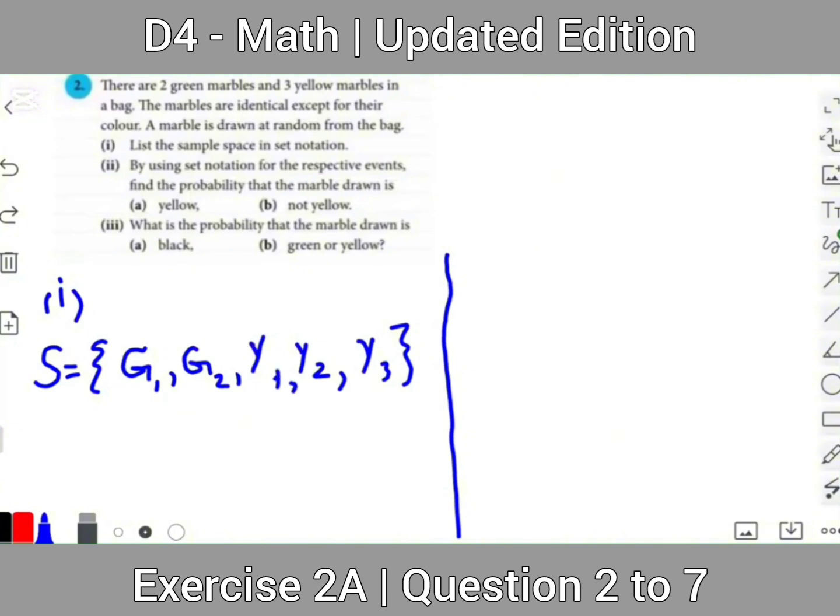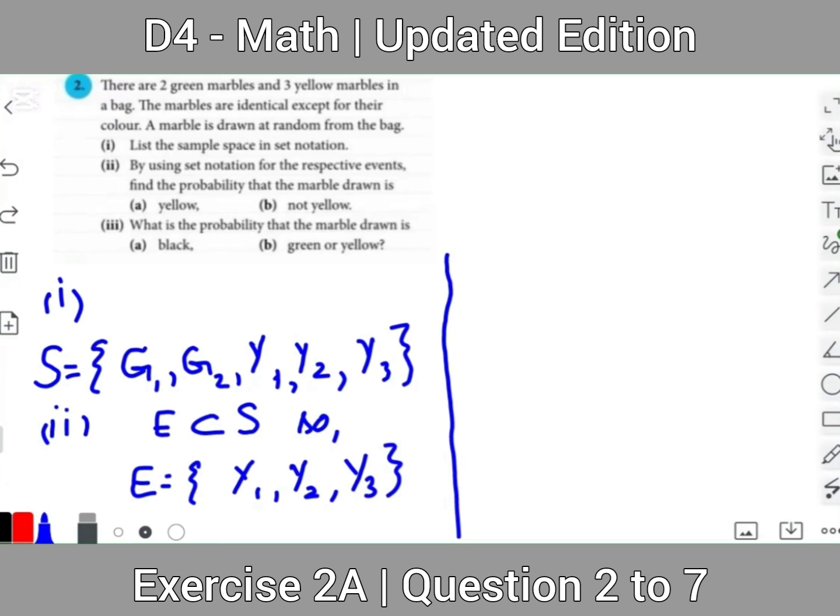Now in part 2, by using set notation for the respective events, find the probability that the marble drawn is yellow in part A. So, for this, let E be the event that the marble drawn is yellow. Then E is a subset of S. So then, E will be equal to Y1, Y2, and Y3.